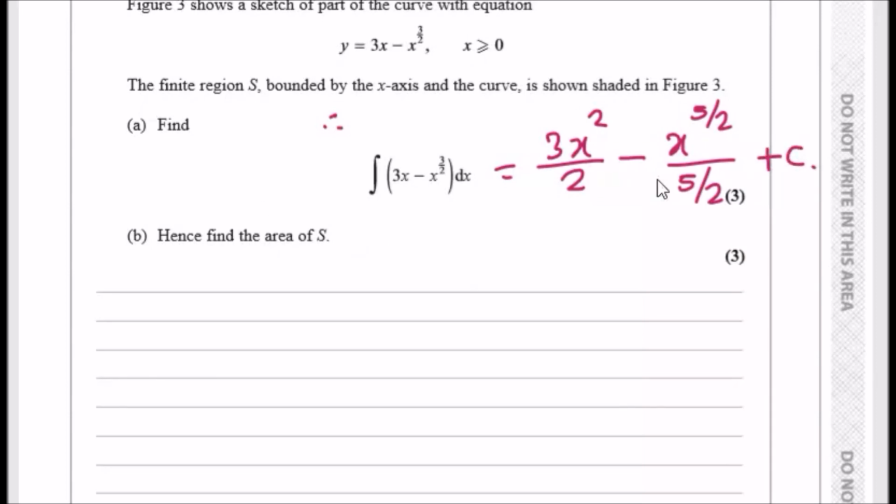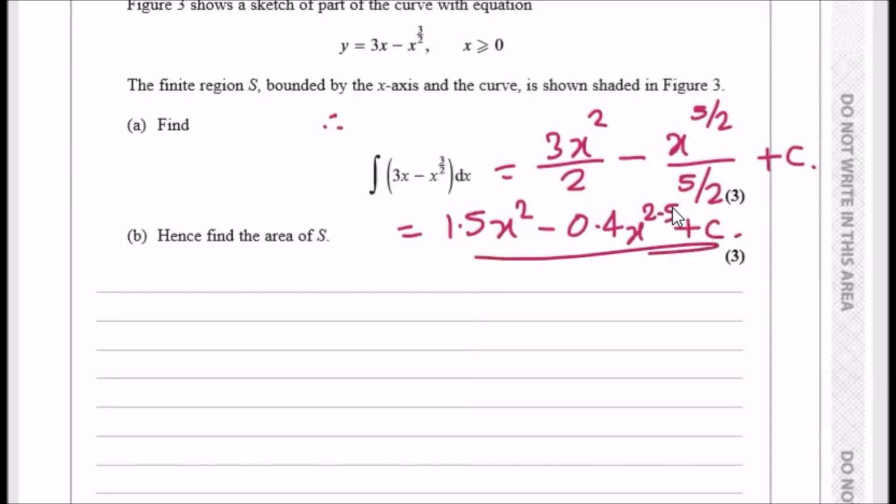And you're done. Just to make it a bit nicer looking, and because I'm guessing we're going to use the result in part B, I would probably just convert this to a decimal to make it easy. So the first one, 3 over 2, we can just say is 1.5x squared, minus, bring this to the top line, so it'll be 2 on top, so it'll be 2/5, which is 0.4x to the power 5 over 2, plus c. Both are correct, it doesn't make a difference.